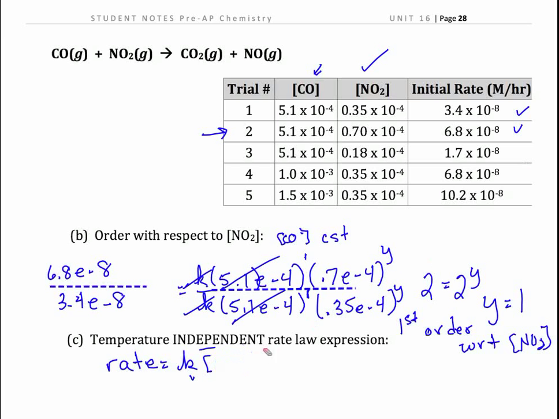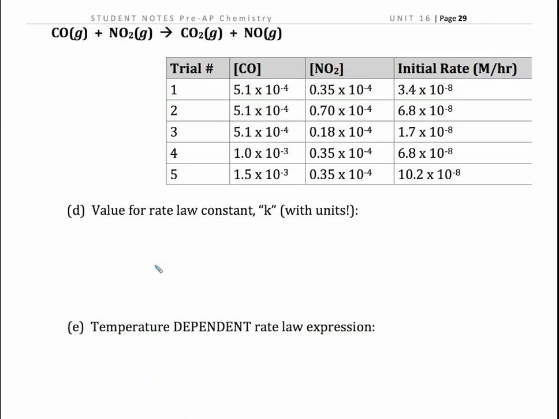Sorry, that's a 1. It's like talking and walking at the same time. Apparently I can't talk and write at the same time. Carbon monoxide to the first, you can put a 1 there, but that's implied. And NO2 to the first power, right? So we're partway done with this. Now what we want to do is find the value for the rate constant. So we have rate is equal to K times carbon monoxide times NO2. We know those powers. You can choose any one of those. Any of that data will work and get you within experimental error the same value for K.